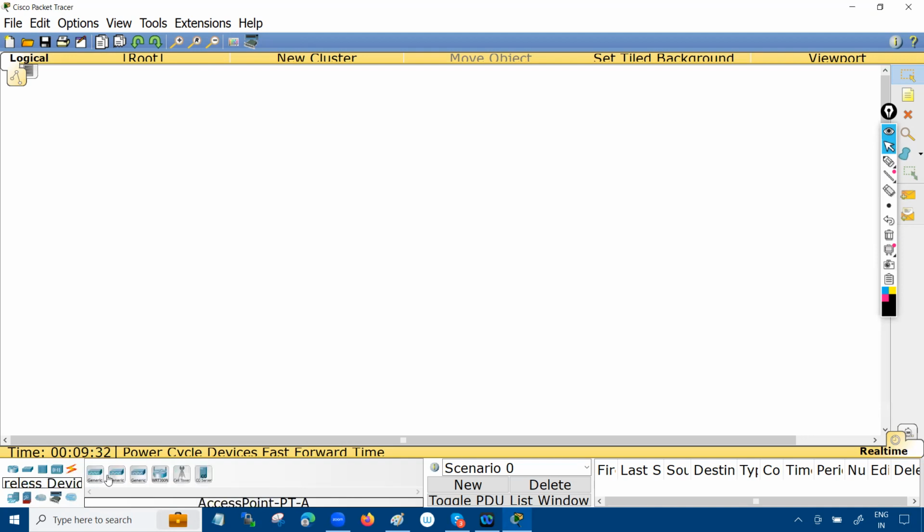Then after that, you have wireless devices. No need to do the practical of this, because we don't have it. It's a totally separate track with wireless. Then we have cables over there.